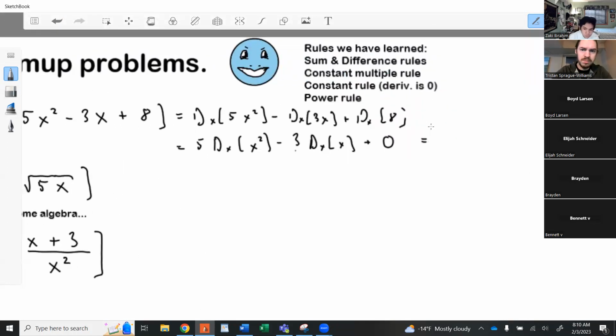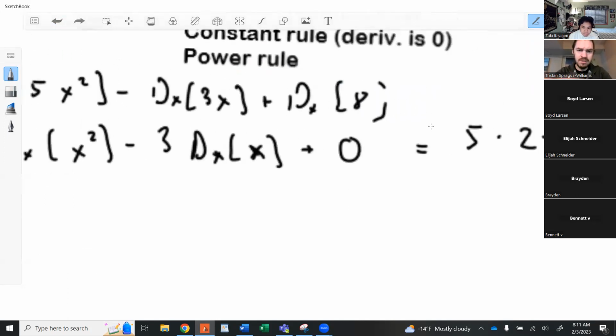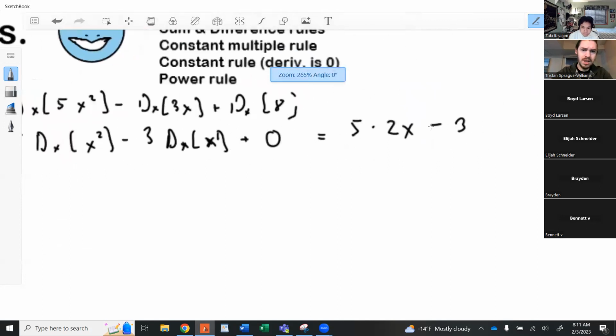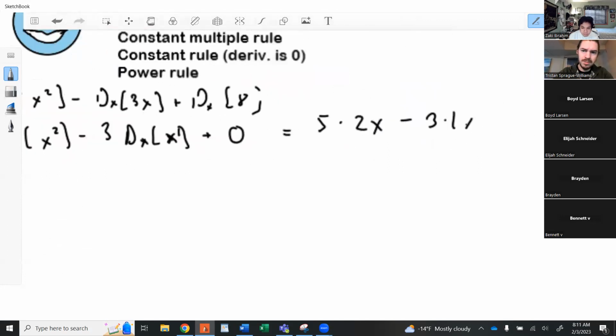For each of these, we're going to apply the power rule. So we get 5 times, and then we'll bring the 2 down. Whatever power we have there, we bring it down and multiply it by x to the power 1 less. So this is 2x to the power 1. And with the derivative of just x, this is like x to the power 1. So I bring the 1 down and multiply it by x to the power 0, which is 1 less.